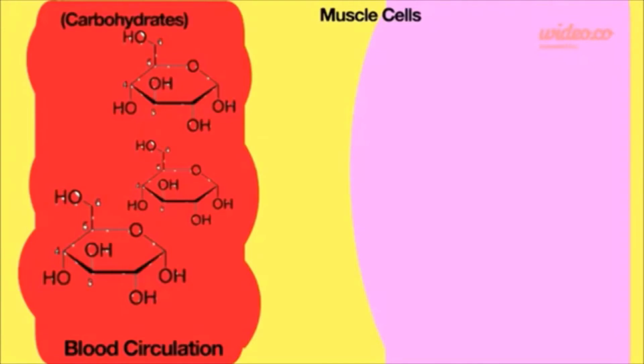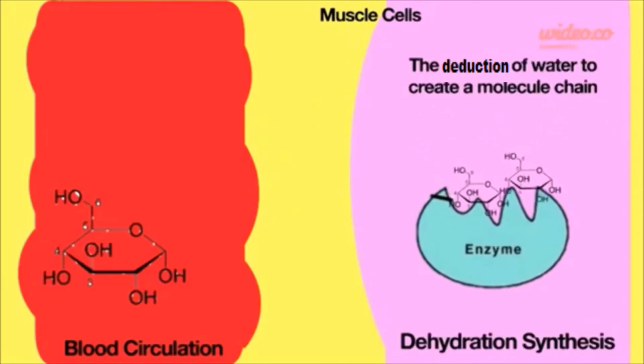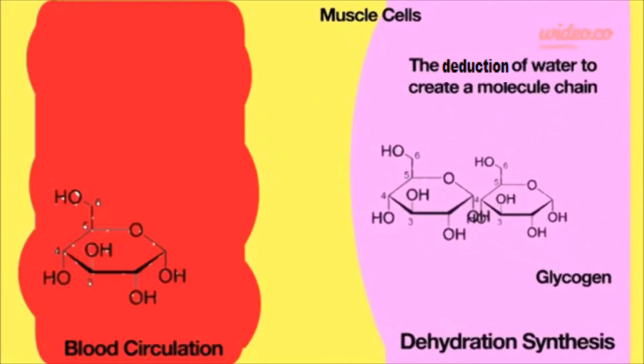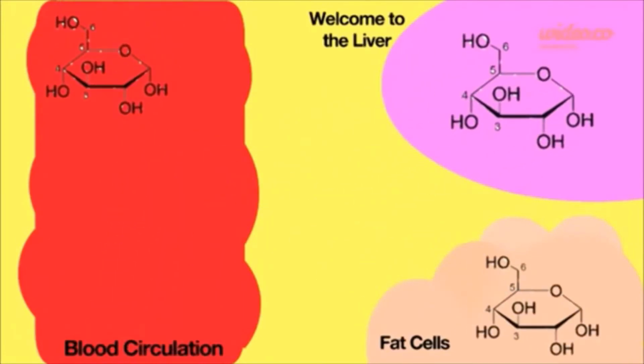Glucose units are used in various things. Some are brought to the muscle cells and are rebuilt by dehydration synthesis and enzymes as glycogen. Some are brought to the liver, stored as fat, or used for energy in cells.